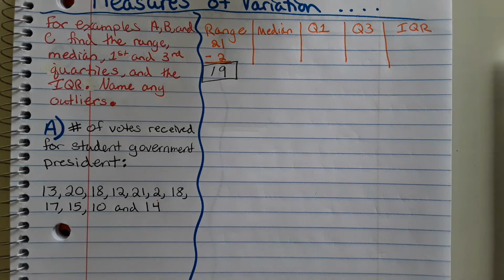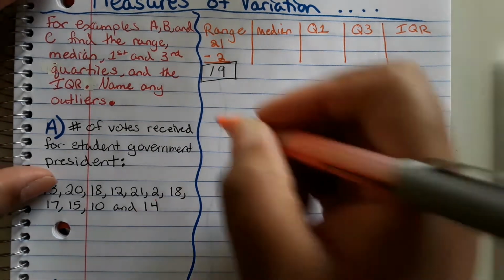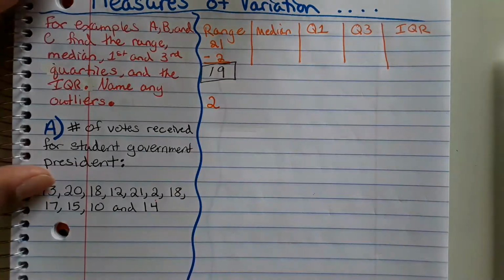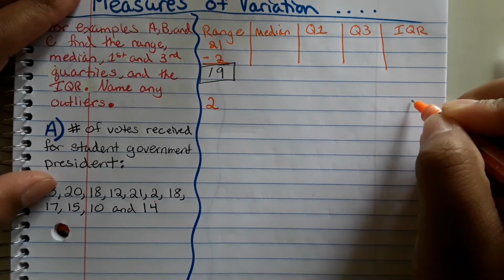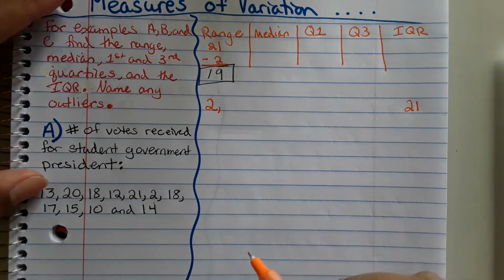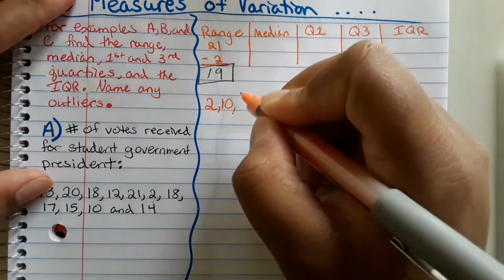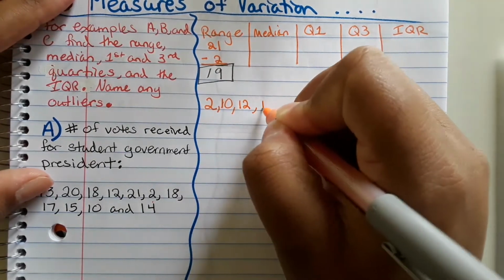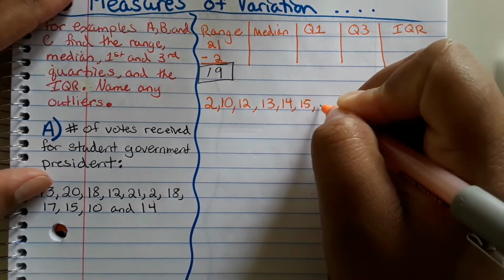Now to our median. We know median requires us to order our numbers from least to greatest so we can find the middle number. So we're going to start by doing that. Smallest number I know is 2. And my largest number was 21. So I know I'm going to go from 2 to 21. Hopefully my spacing is good. So I'm going to find the next smallest number, which would be 10, followed by 12, 13, 14, 15, 17.